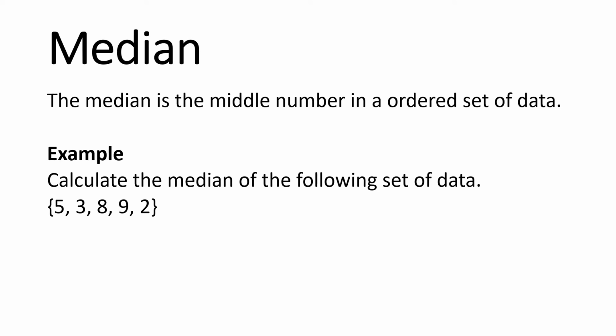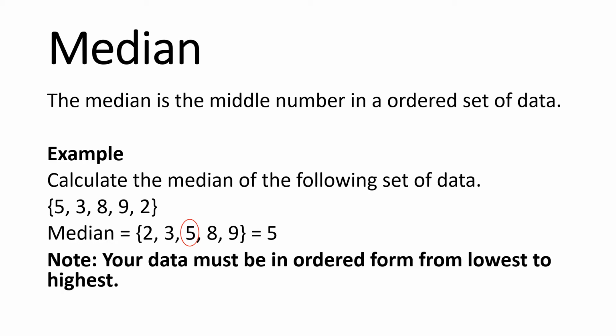Next, we will look at the median. The median is the middle number in an ordered set of data. Let's have a look at an example. Calculate the median of the following set of data: 5, 3, 8, 9, and 2. We can see that our data set is not in order. It is not from the lowest value to the highest value. So that we must do first. After we do that, we can see that our middle value is 5. So the median of this set of data is 5. Note that your data must be in ordered form from lowest to highest.